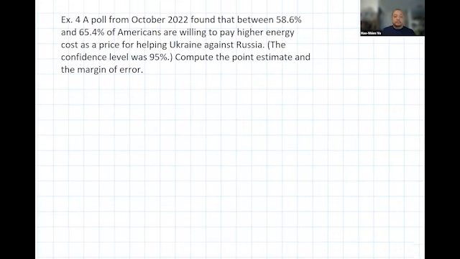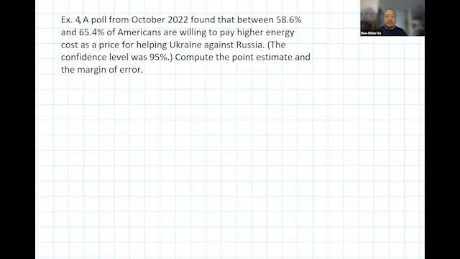And last example, example 4. A poll from October 2022 found that between 58.6% and 65.4% of Americans are willing to pay higher energy costs as a price for helping Ukraine against Russia. The confidence level was 95%. What that means is, like all stats results, even with the margin of error, we're not even certain that it's within those two left endpoint and right endpoint. We're only 95% certain that it's somewhere, or only 95% confident that it's somewhere between those two numbers.